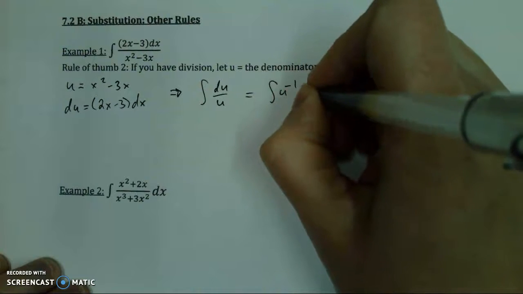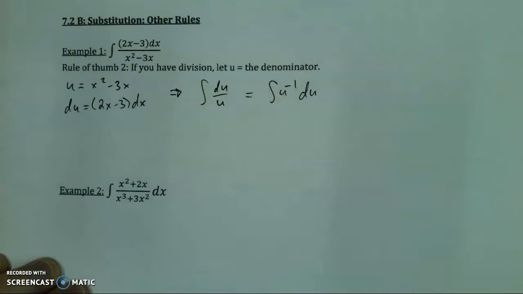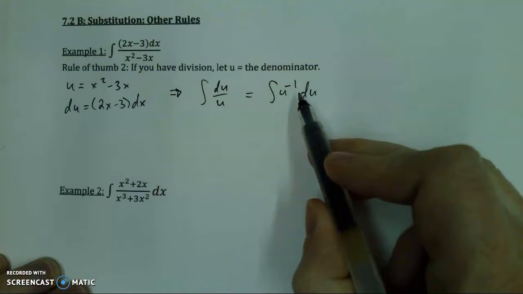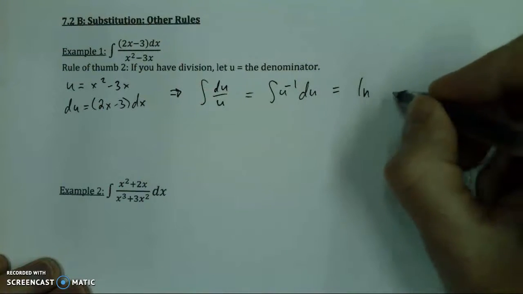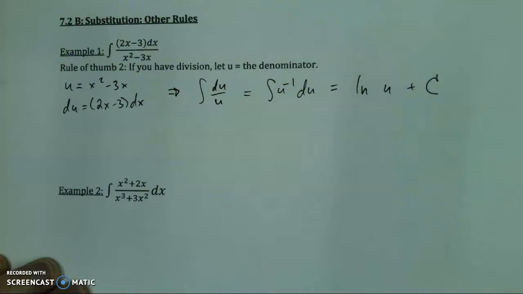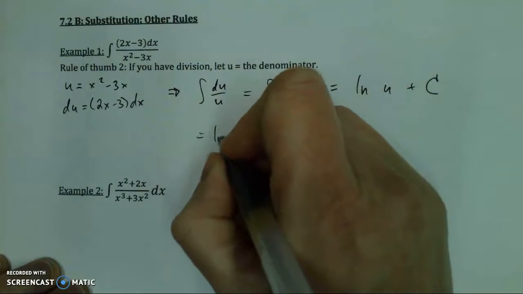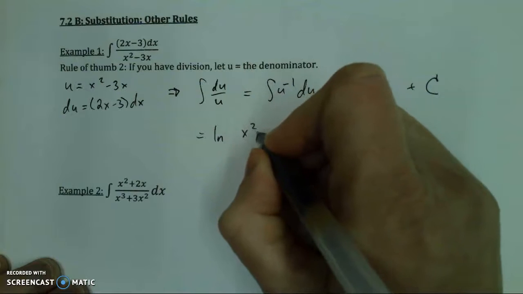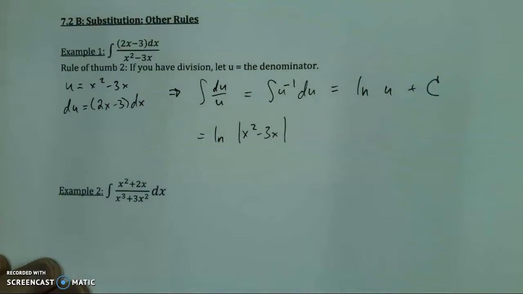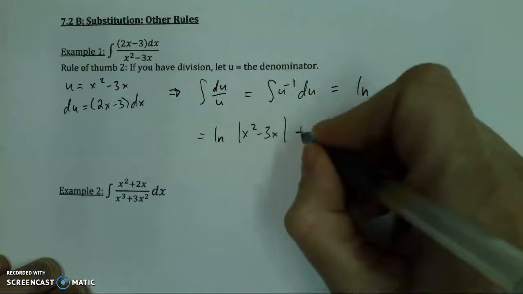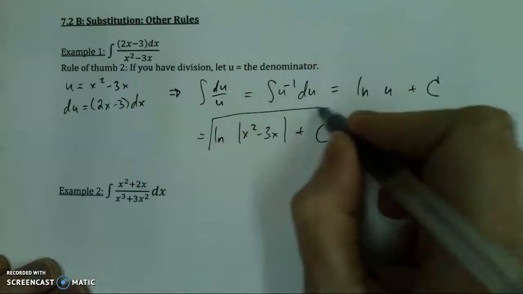Now if we first need to rewrite that as an exponent, we certainly can, but this is our special case. Remember, we can't use the power rule in this case. Instead, we get the natural log. So substituting back, I get the natural log of x squared minus 3x. Now, technically those absolute value signs are supposed to go in there, and I'd have to put parentheses anyway, so I might as well be better and put the absolute value signs in. And of course, plus c.